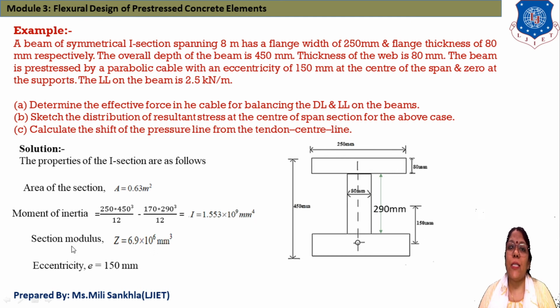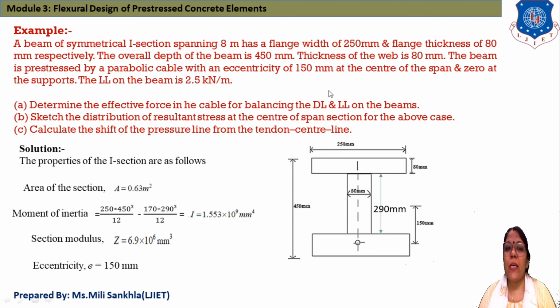Now we find out section modulus Z, which is equal to I by Y. What is the centroid Y? Y is equal to 450 by 2, because this is a symmetrical I section about the x axis and about the y axis. So Y is equal to the overall depth of the I section, 450, by 2. Z is equal to I by Y, and the answer is Z = 6.9 × 10^6 mm³.